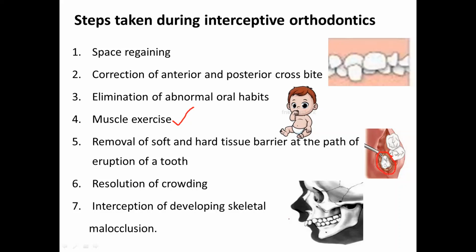This here I have given the picture of a third molar, but if you just take it, if there is a canine which is impacted due to a barrier over it, like this is the canine tooth, and there is a soft tissue or hard tissue barrier over it that is not permitting this tooth to erupt into the oral cavity. So we need to remove this barrier to allow the tooth to erupt into the oral cavity.